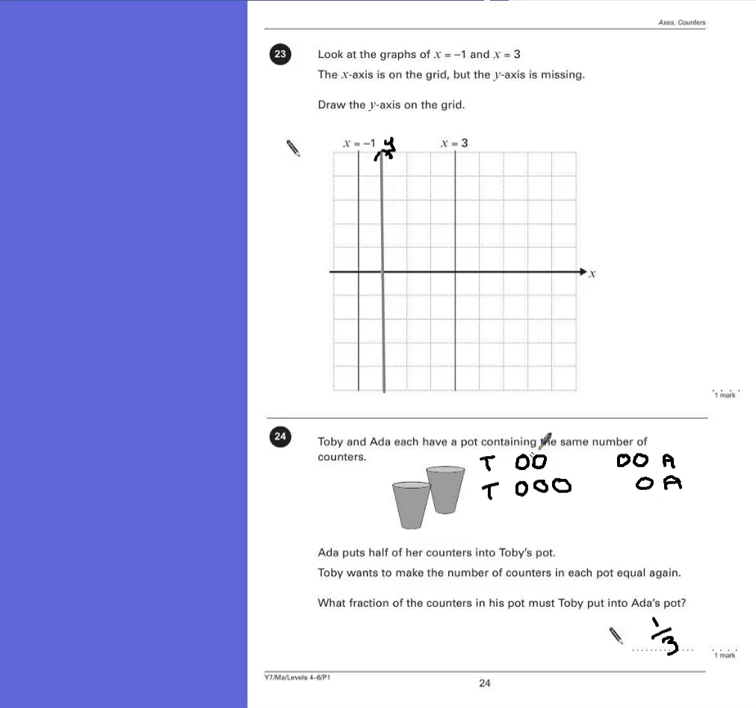If Toby had 20 and Ada had 20, that would become 30 and 10, and he would still have to give a third of his 30 away, which would be 10 back to Ada. So it will always be a third.